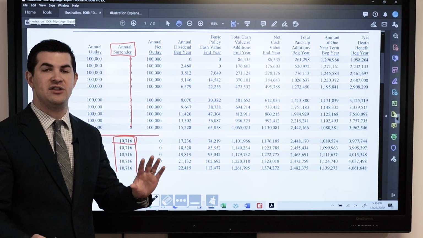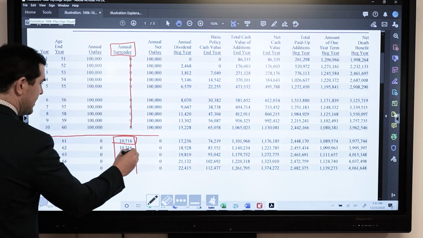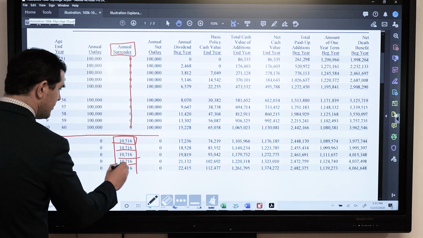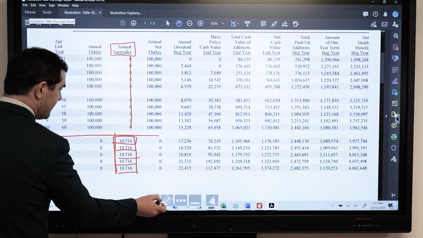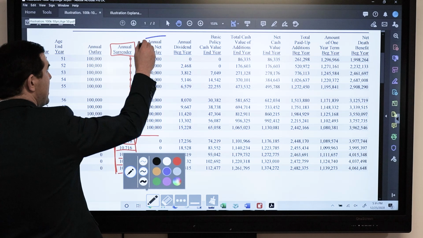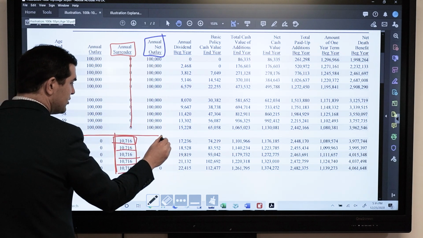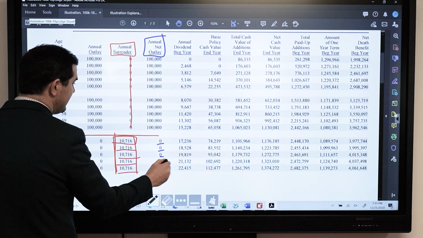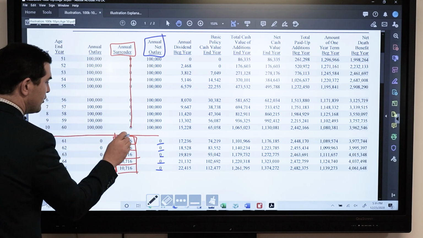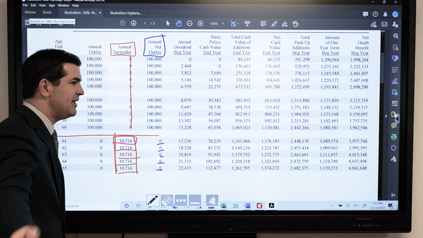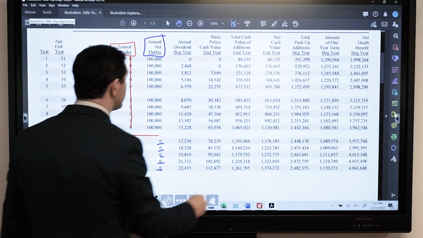What's happening here is the policy is paying for itself through dividends and interest. Where you're out of pocket, you'll want to refer to the net outlay column here, is still zero. That means you're paying nothing out of pocket each year. That premium is still due, but the policy is paying for it on its own.